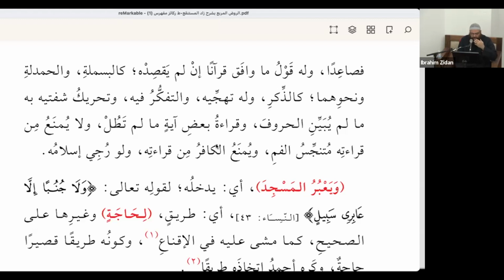So if the mouth is najis, that does not prevent the person from reciting the Quran. It's not something that is haram for the person to recite the Quran if he is متنجس الفم. ولا يمنع من قراءته متنجس الفم. As some said that it's makruh, it's disliked out of respect of the Quran.